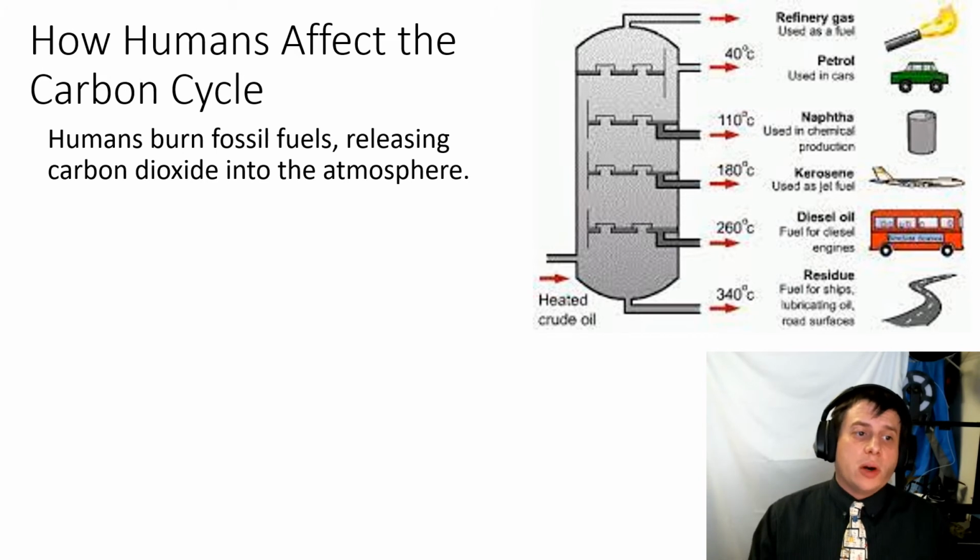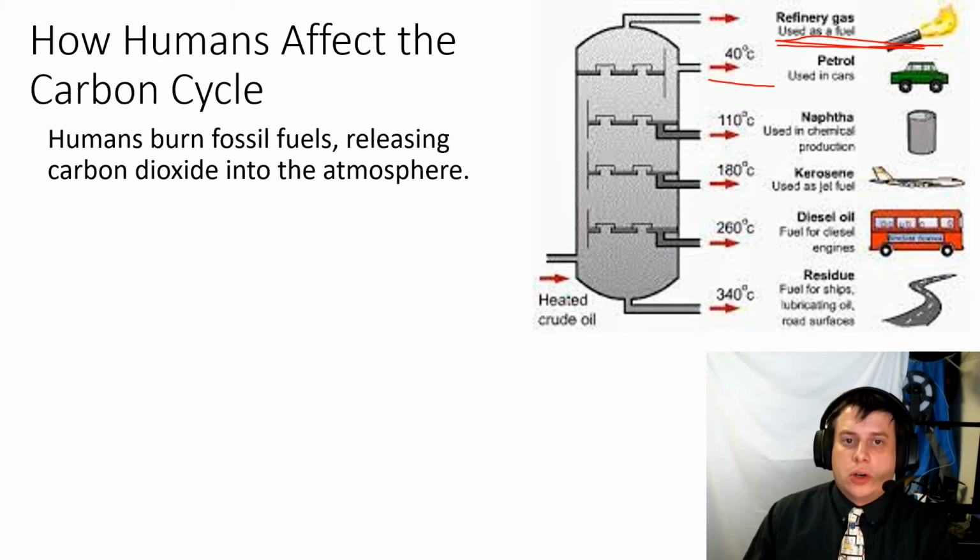So when we burn fossil fuels, we release carbon dioxide into the atmosphere. When we burn that in a combustion reaction, we take that carbon that's locked up in the ground, we burn it, and it binds with oxygen, and it's released in the atmosphere as carbon dioxide. And we use it for a lot of different stuff. So we'll take crude oil and we'll heat it up, and some of it will turn into refinery gas, which is literally used as fuel. It's like a light gas. It's a version of natural gas, basically.